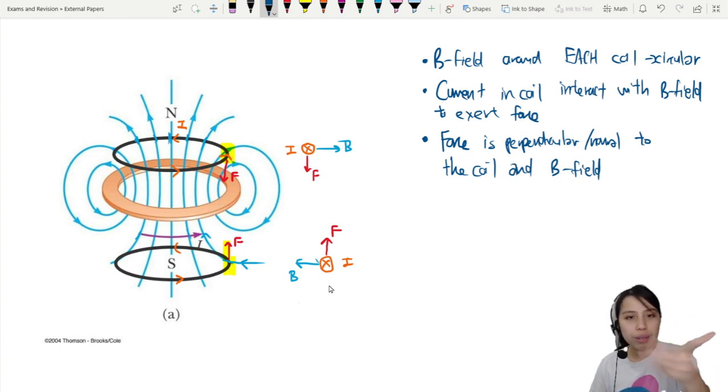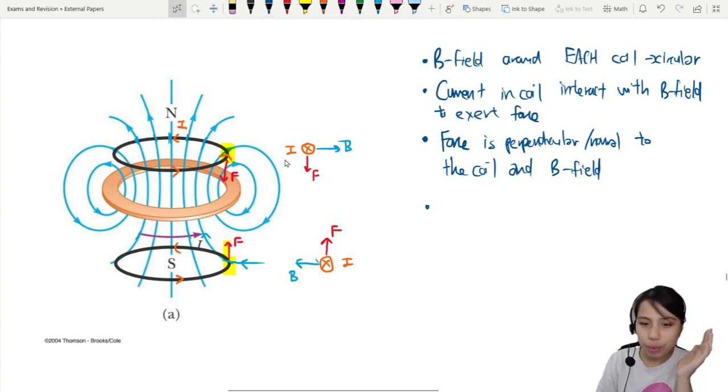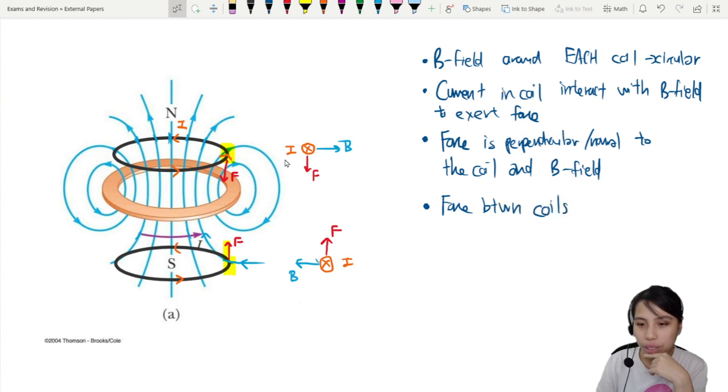That's how you use your Fleming's left-hand rule, right? Force perpendicular to the coil, which is going to be represented by current, and a magnetic field. So all perpendicular, but only at certain spots. But we have to simplify. If not, we cannot solve the question. And the next thing is, it's going to be attractive. So force between coils are attractive.